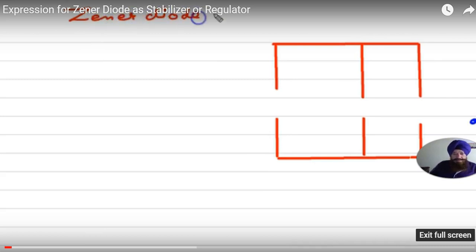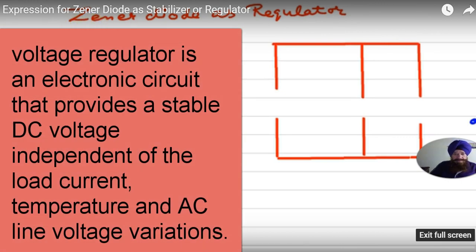Our today's topic is Zener diode, how it acts as a regulator, or you can say how it acts as a stabilizer. Zener diode as regulator, or Zener diode as the stabilizer, right?